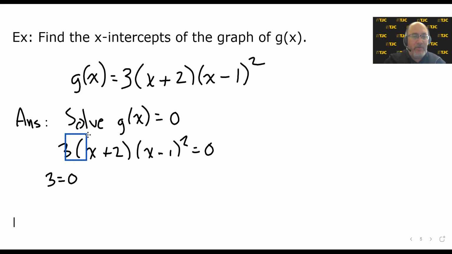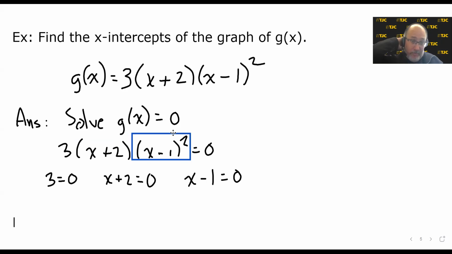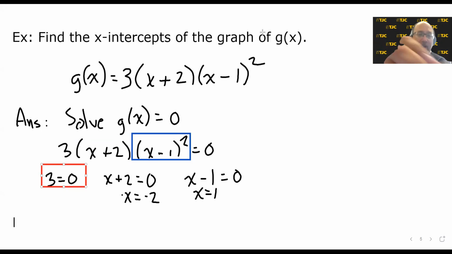The 3 we set equal to 0. The x plus 2 we can set equal to 0. And the third factor, x minus 1, we can set it equal to 0. And you may be wondering, what about the square? Well, we'll worry about that in a minute. Two of these we can solve. We can solve the last one, we get x equals 1. We can solve the middle one, we get x equals -2. But why can't we solve the first one? Why can't we solve the first one for x? Because there is no x.